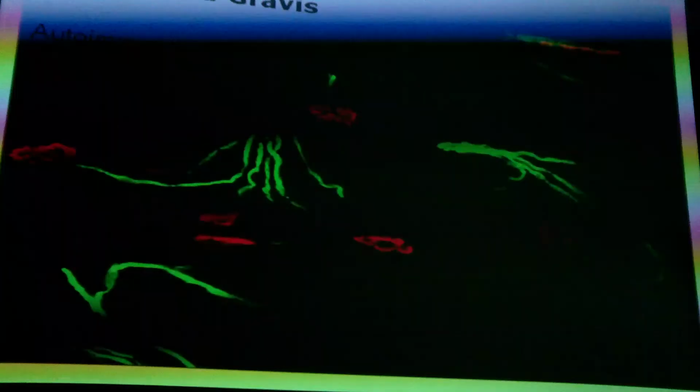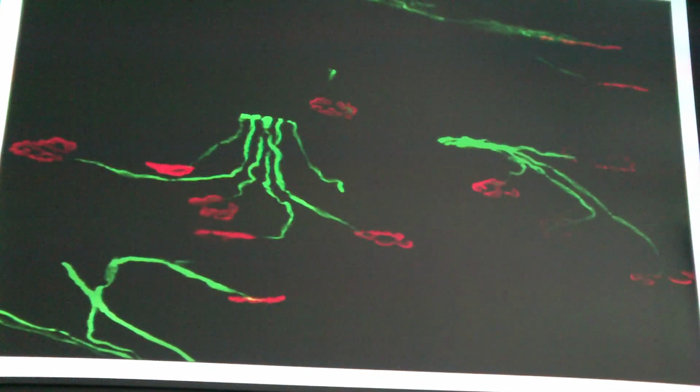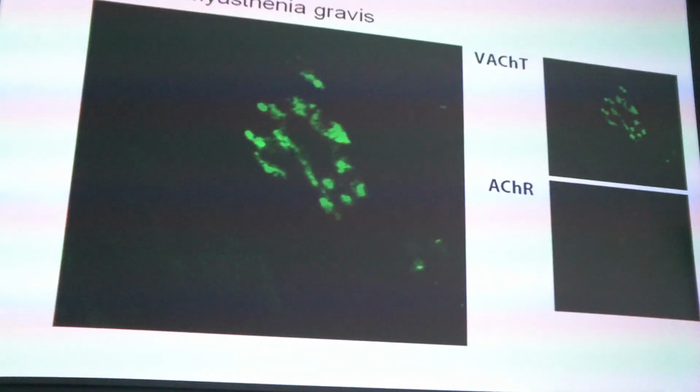How is it caused? Of course, by the antibodies. So this is the nerve stained again, and in red, the acetylcholine receptors. The antibodies target this structure and destroy it in the way that I've shown to you. This is the same picture in a different color.